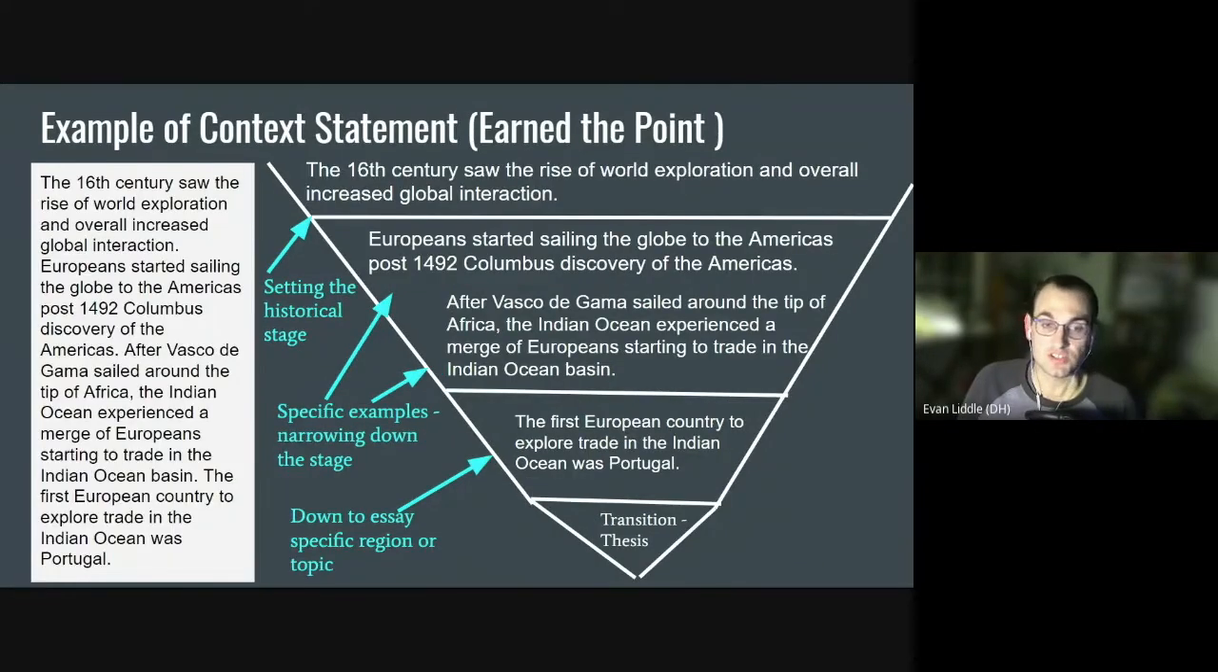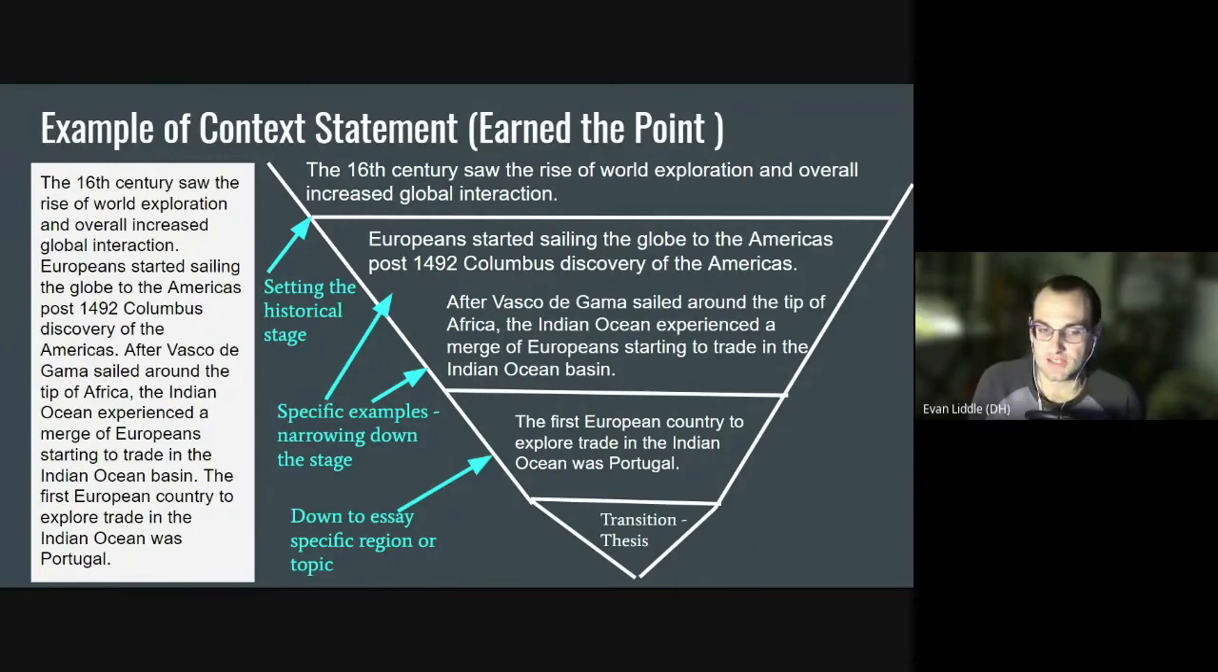The 16th century saw the rise of world exploration and overall increased global interaction. So that's true, right? The 1500s saw more exploration. In my head, I'm thinking about Columbus, okay, and increased global interaction. Okay, generally true, but nothing specific, right? But we're setting the stage here, right? Then we get a little more specific.